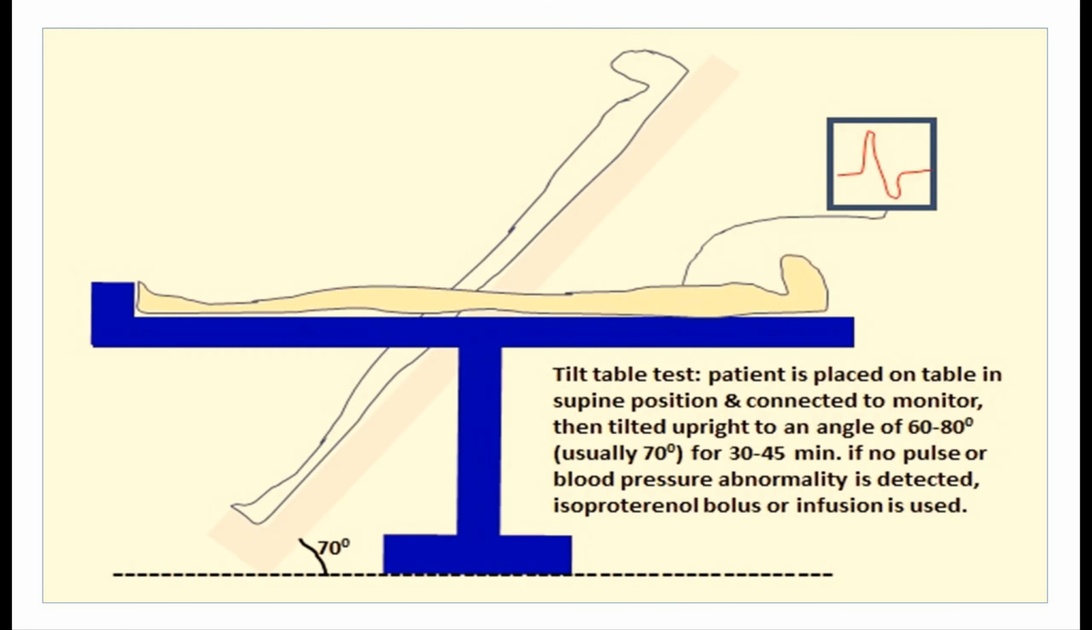Procedure of tilt table test. Patient is placed on table in supine position and connected to monitor, then tilted upright to an angle of 60 to 80, usually 70 degrees, for 30 to 45 minutes. If no pulse or blood pressure abnormality is detected, isoproterenol bolus is used.